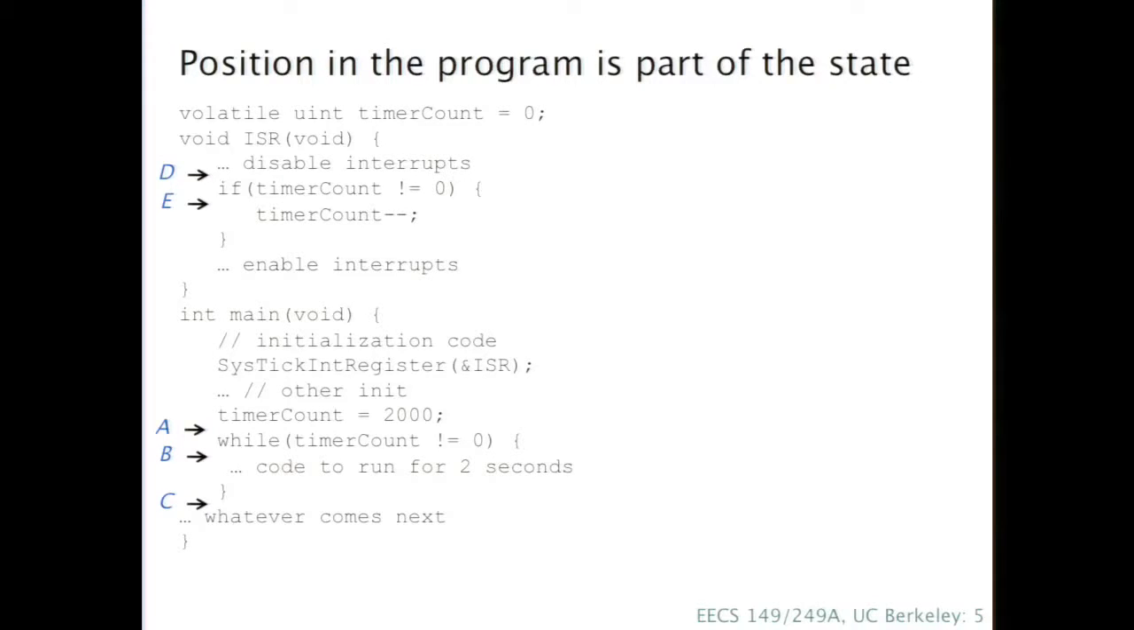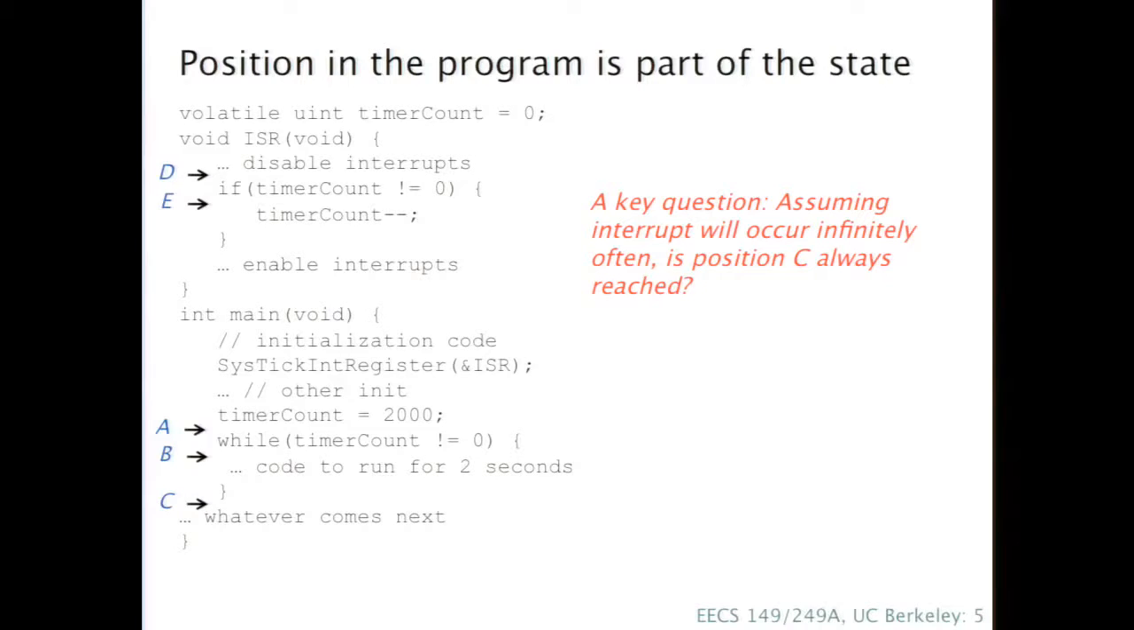So I've got a position A just before I enter the while loop, a position B when I'm starting the body of the while loop, and a position C, which is what I'm ultimately interested in: will I get to C? That's the question I'm going to ask. If these are all the interesting points in the program, can I answer this question definitively using state machines?